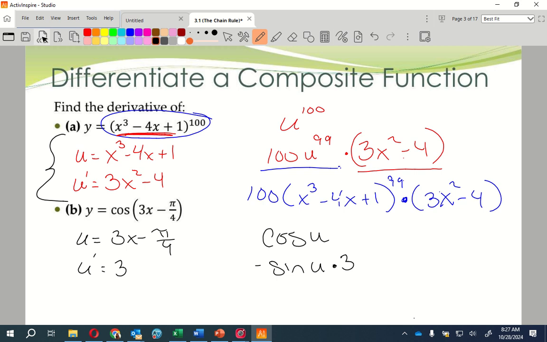And now what do I do? Vincent, what do you think I should do? Put the u back, right? Okay. So that's going to be, and I'm going to rearrange it a little bit. I want that 3 up front because that's a constant. So it's going to be negative 3 sine of 3x minus pi over 4.